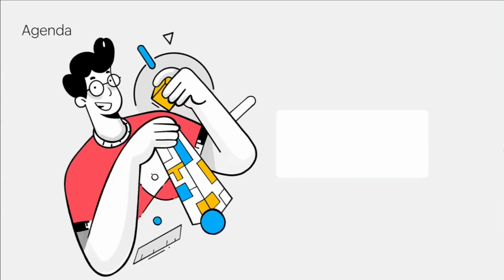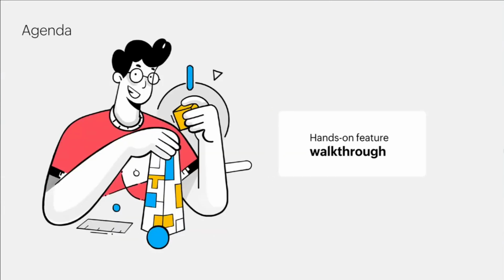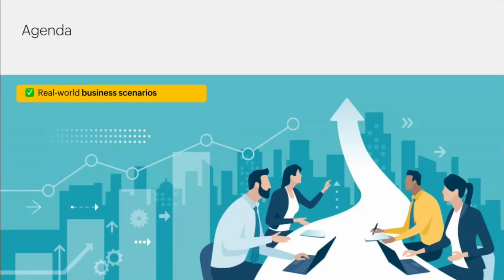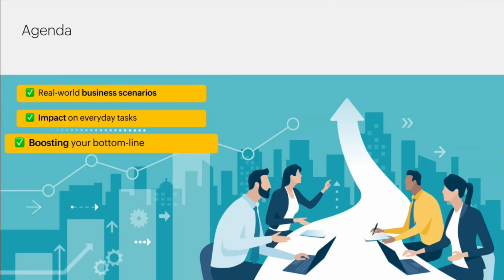After covering each of these features, we'll have a quick hands-on feature walkthrough. I'll show you how this looks on CRM and how you can configure the same. But more than just exploring what these features do, we'll be discussing how they fit into real-world business scenarios. We'll look at how they impact everyday tasks, drive efficiency, and ultimately boost your bottom line. So without further ado, let's look at our first feature, Zia Simulator Recommender.